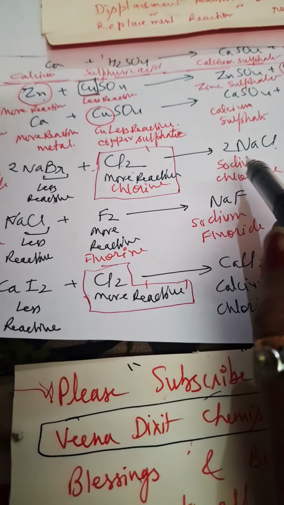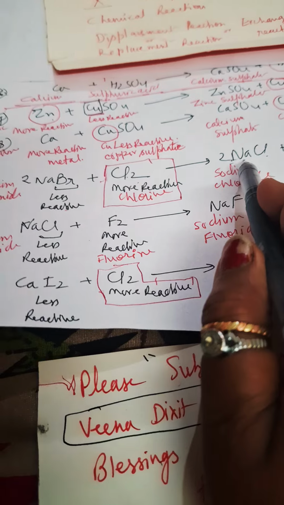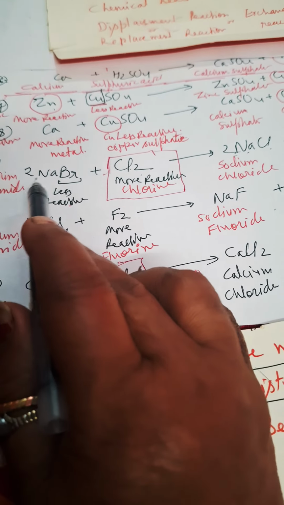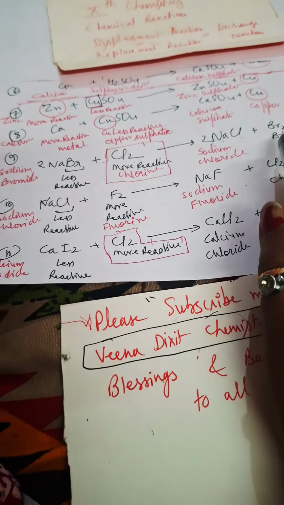That is why I multiplied this NaCl by 2. Since Na is now 2, I am multiplying this NaBr by 2. Now Br2 is as it is, so the reaction is itself balanced.